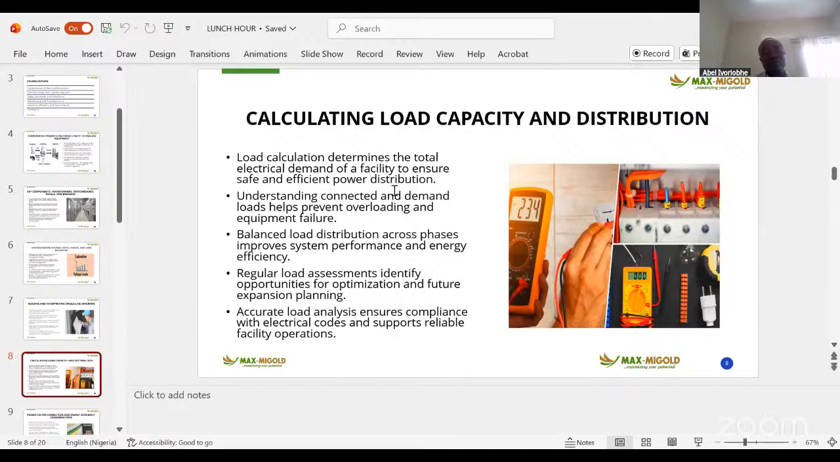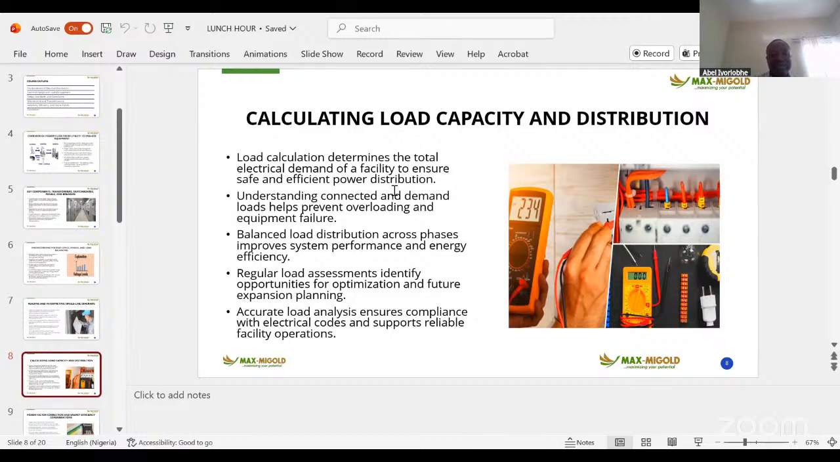How do you determine your load? Let's say a three-bedroom flat. You have AC in the three rooms. You have a water heater in the kitchen, in the bedroom, and in all three rooms. And you have other things. So put the wattage together. You know the power rating of this equipment. You put them together, aggregate them, and calculate.